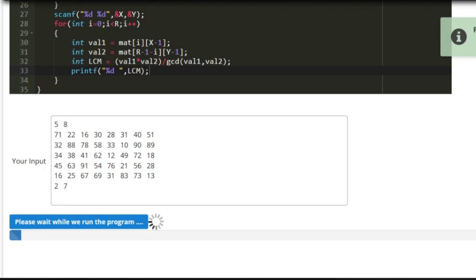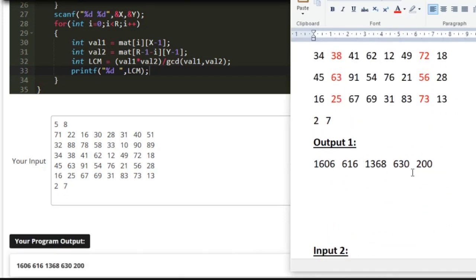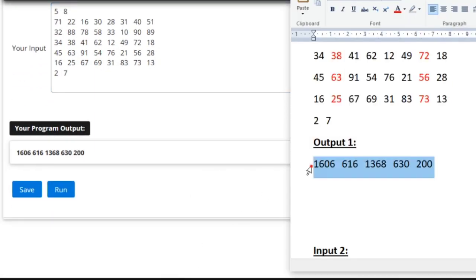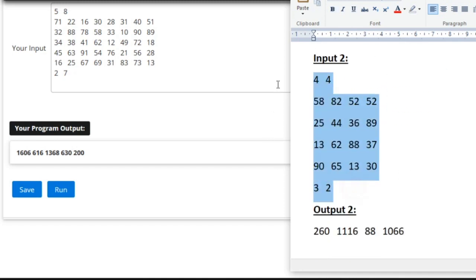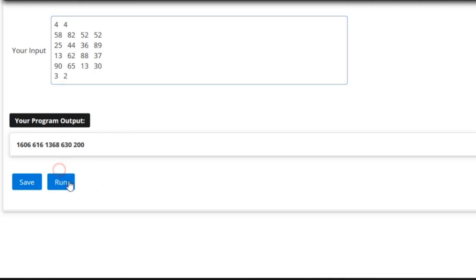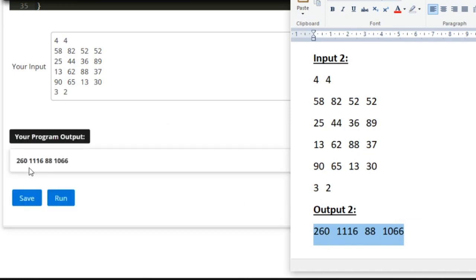So now I have given the sample input 1 and we have our expected output aside. So we also get the same output. So the first integers are 1606, 616, 1368, 630 and 200. So we also get the correct output. So now let us give our sample input 2. So I have given the sample input 2 and again we have our expected output here. So we get the correct output.